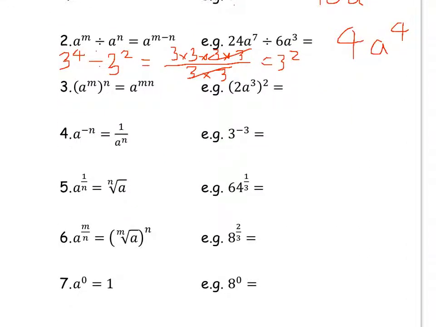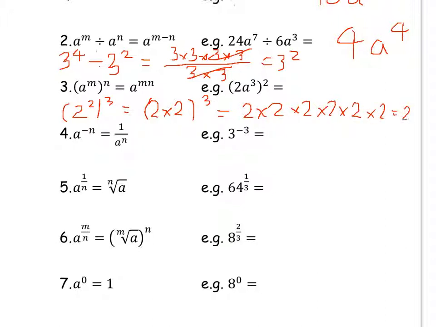Next one is the problem where we've got brackets. Here we have a to the power of m all to the power of n, and the answer would be a to the power of m times n. An example of this would be 2 squared all cubed. 2 squared means 2 times 2, and then you put all that to the power of 3. So you're going to do 2 times 2 by itself 3 times, so 2 times 2 times 2 times 2 times 2 times 2, which is 2 to the power of 6, which is the same as doing 2 times 3 in the question.